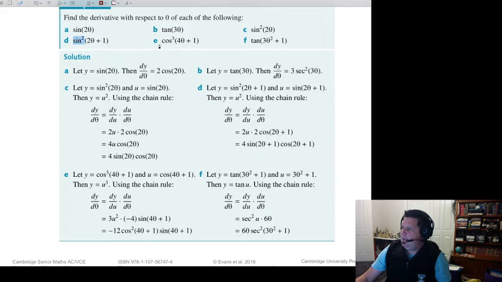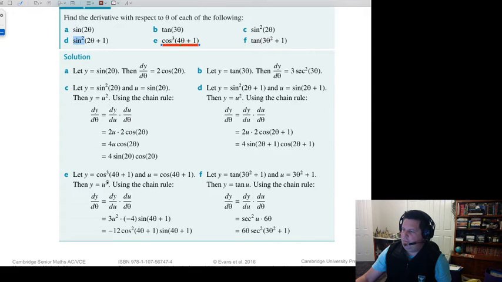Cool, this one here. Oh, this one's cosine cubed for theta plus 1. Again, should be no surprises from the previous examples I've explained. So again, this is going to be the same as u to the power of 3.